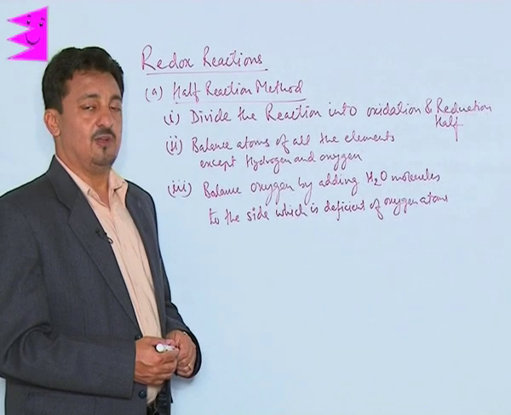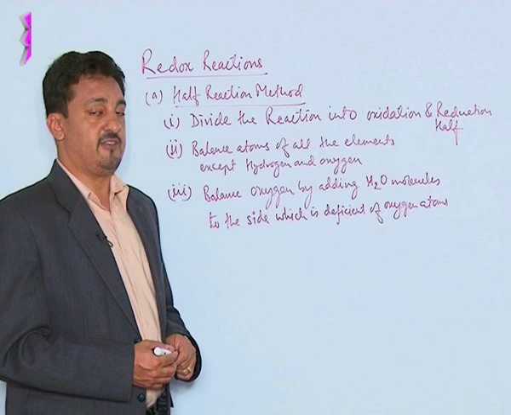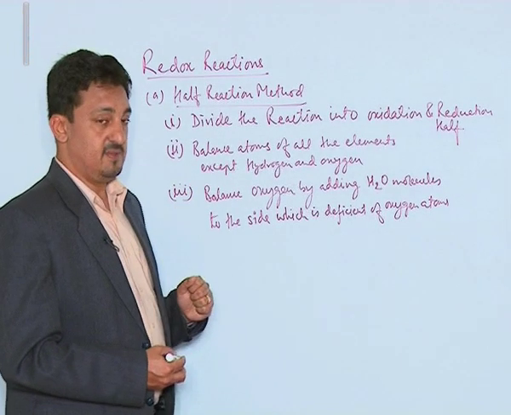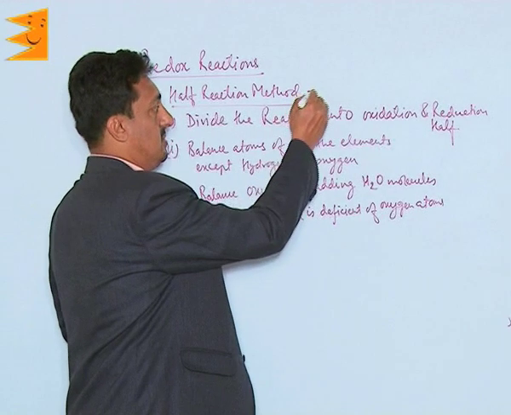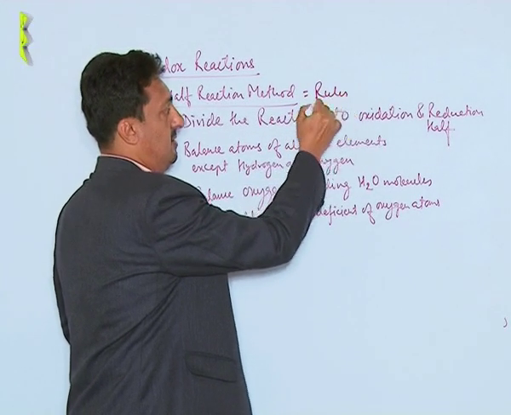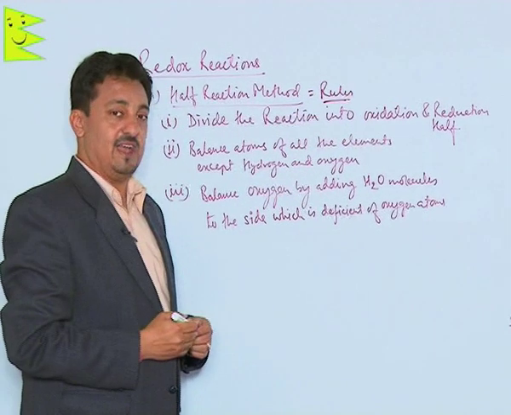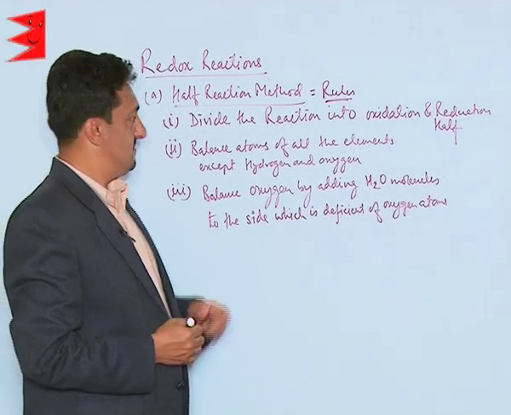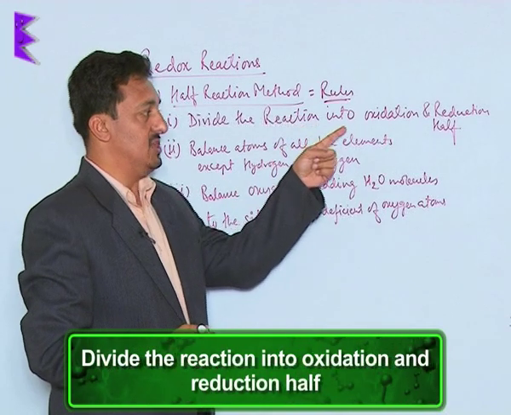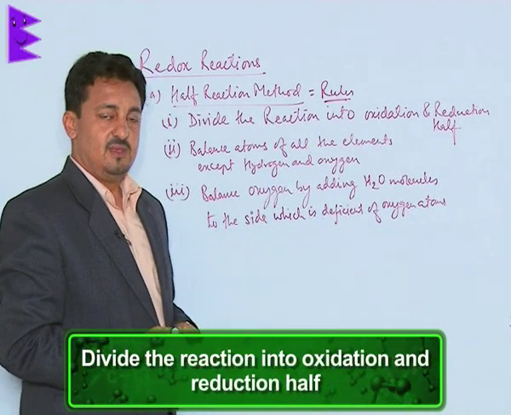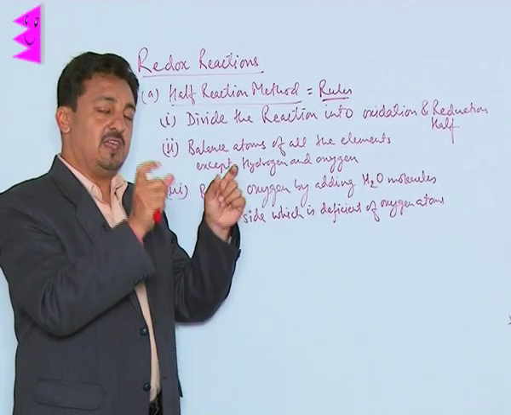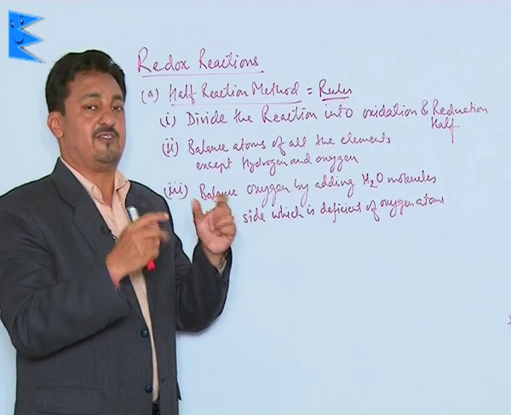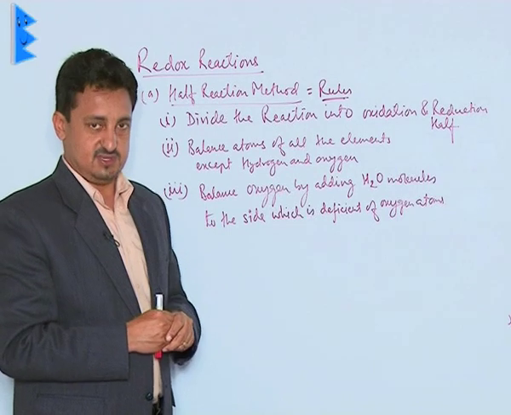Now let us learn how to balance the redox reactions by the half reaction method. There are certain rules which are to be followed while balancing the redox reactions by the half reaction method. The first rule is to divide the reaction into oxidation and reduction halves. We will divide the reaction, taking only those molecular species which are involved in the oxidation as well as in the reduction, into two half reactions.